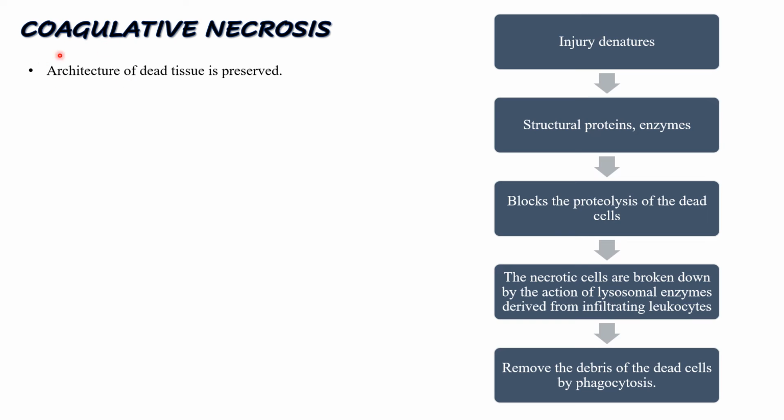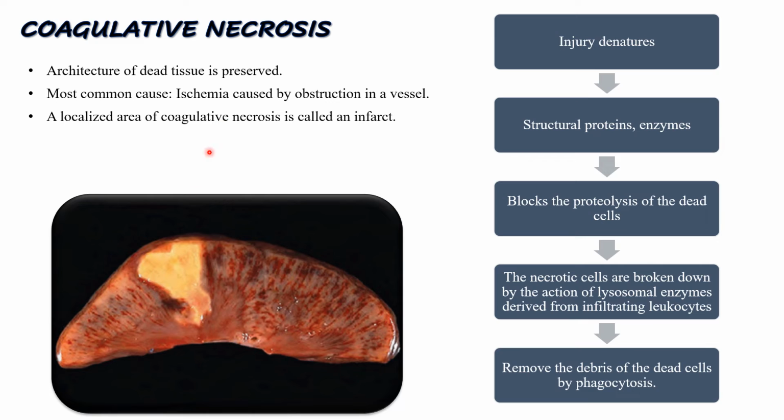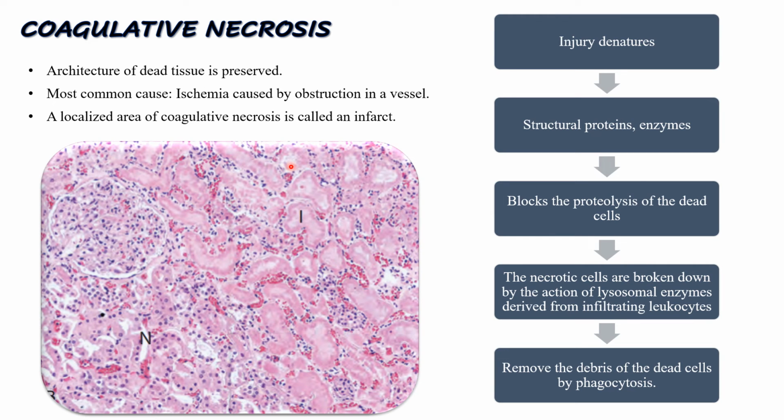Characteristically, the architecture of dead tissue is preserved in coagulative necrosis. The most common cause of coagulative necrosis is ischemia caused by obstruction of a vessel, and a localized area of coagulative necrosis is called an infarct. Here you can appreciate a wedge-shaped, yellowish-colored infarct in the kidney. Microscopically, you can appreciate that this is the normal part, right? And this is where you can see intensely eosinophilic pink cells and infiltration of inflammatory material inside it.